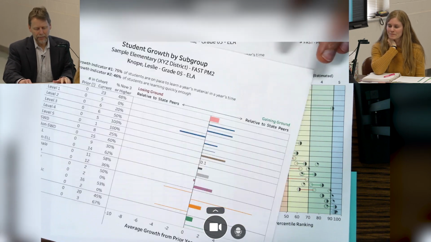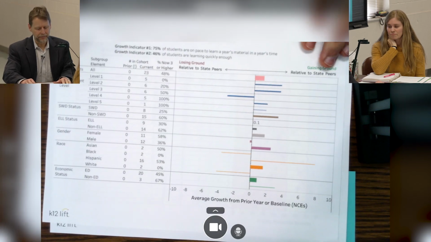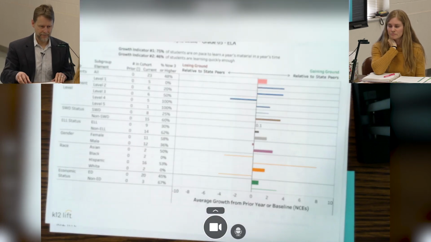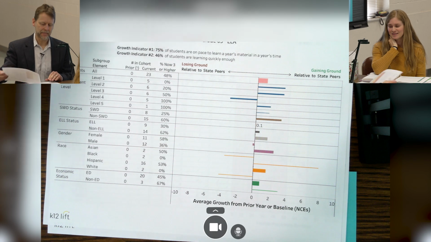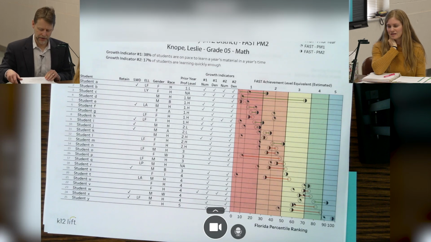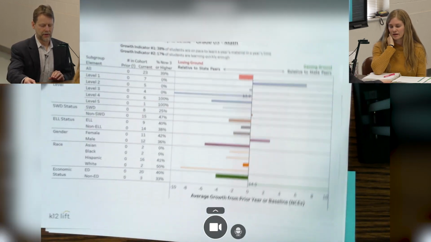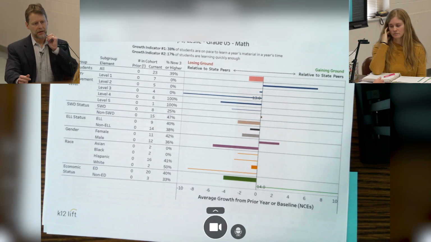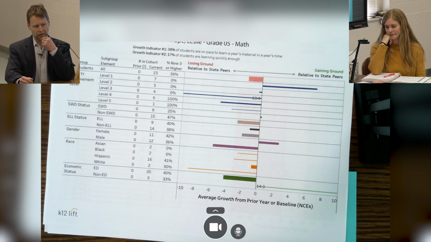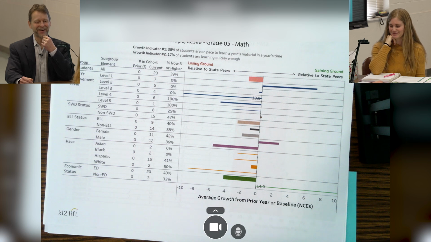I'm wondering how that compares to what you saw in math. Yeah, it was a different story. I was not happy when I saw math. So what were you not happy about in math? What did you see? Well, I saw that all the students' bars were on the left side, which I thought meant all of my students were not learning.